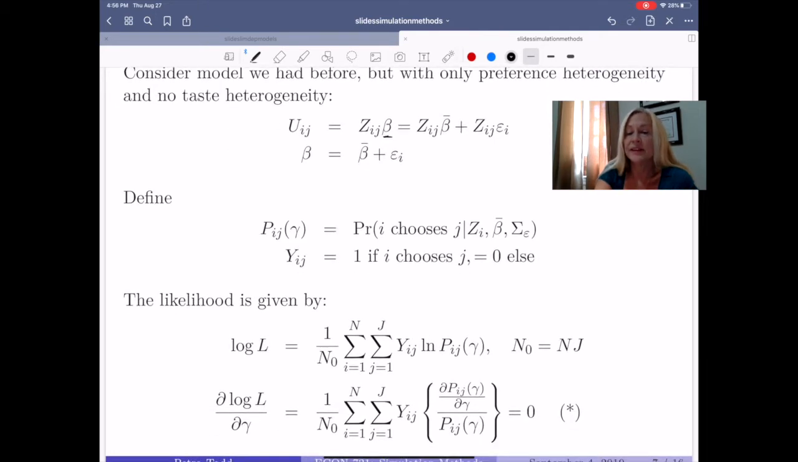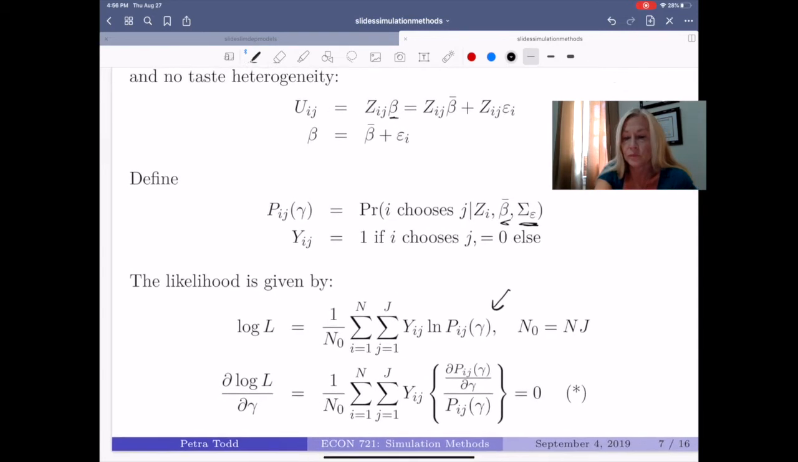Okay, so Pij, I'm going to put all the parameters in gamma. So gamma is actually beta bar and sigma epsilon. And the dimensionality of the sigma epsilon depends on how many characteristics there are. So the likelihood is this, which is similar to what we had before.